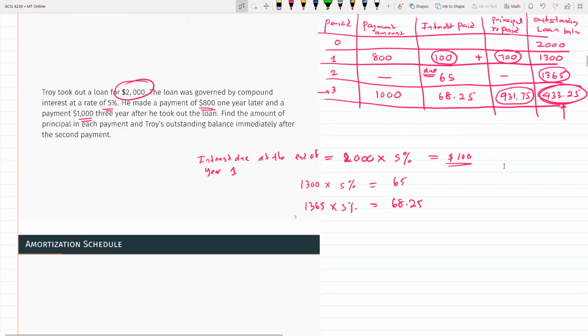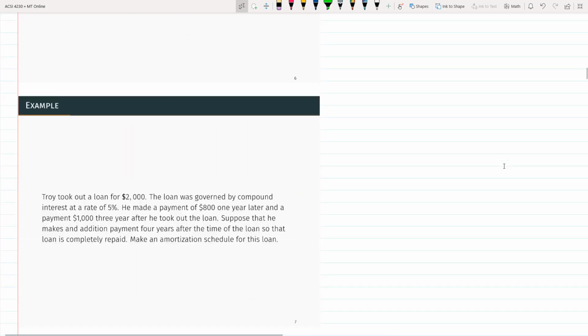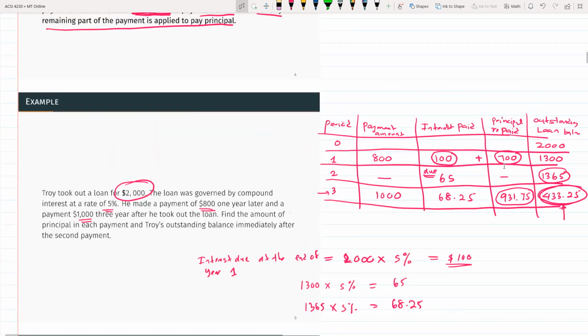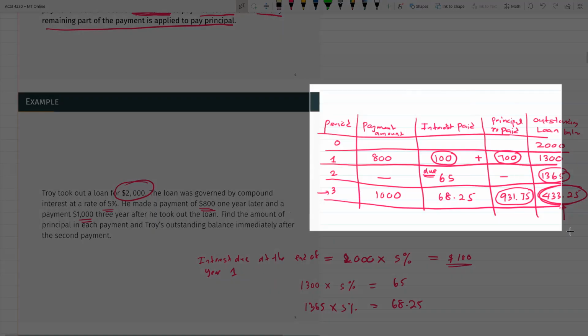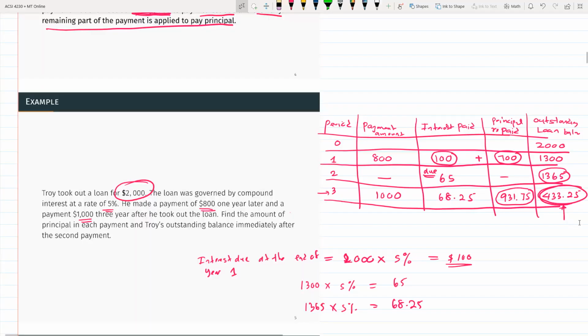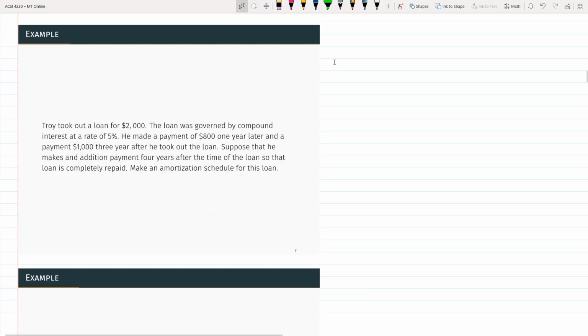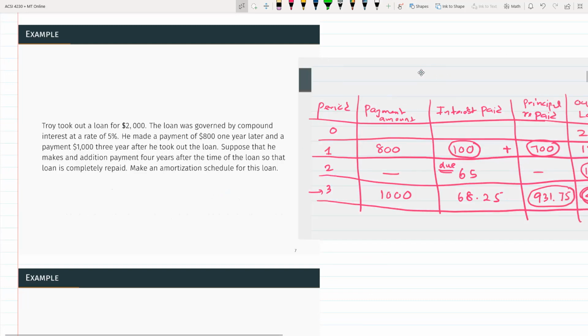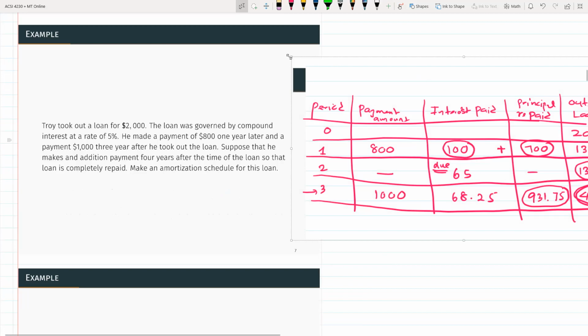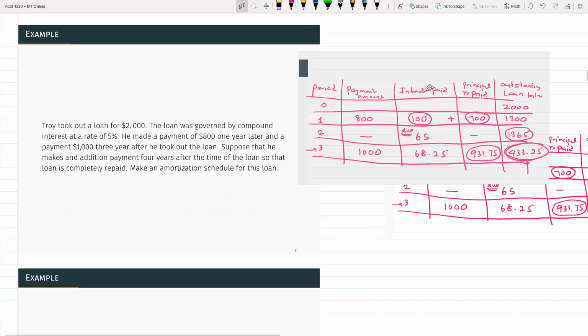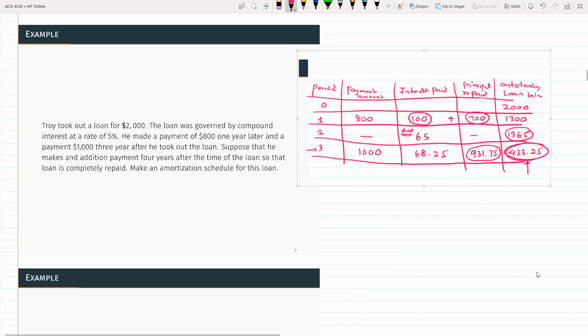So let's make the table. Let me copy this one. I'm going to come here and paste that chart. Okay, a bit smaller. So now we can go for the fourth year. Let me draw it. So here, fourth year.